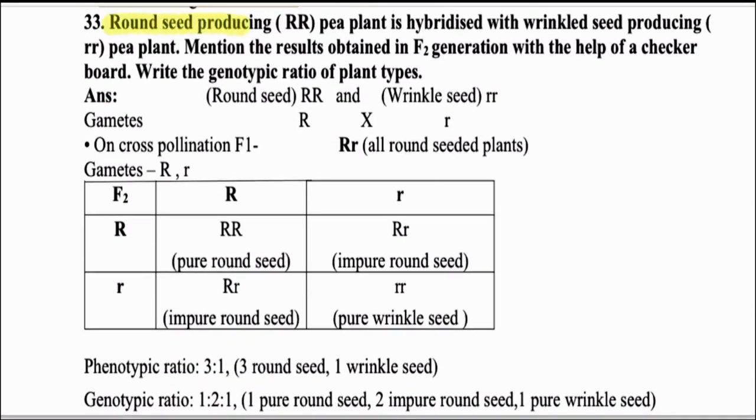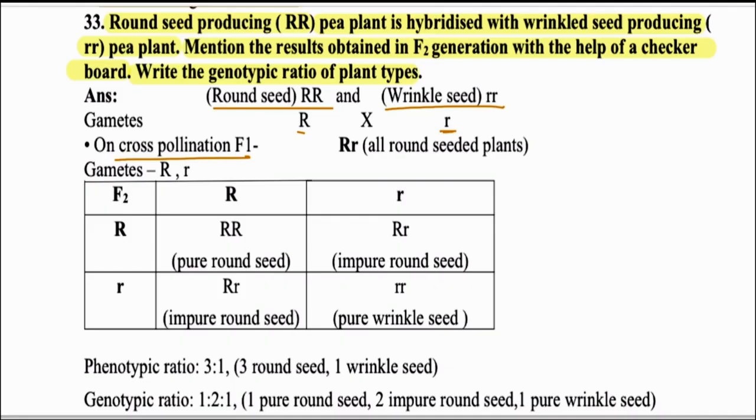A round seed producing pea plant, RR, is hybridized with a wrinkled seed producing pea plant. Mention the results obtained in the F2 generation with the help of a checkerboard. Write the genotypic ratio of the plant types. Round seed means capital R, and the gametes for this are R. And whereas if we talk about wrinkled seed, small r, the gametes are small r because both are the same.